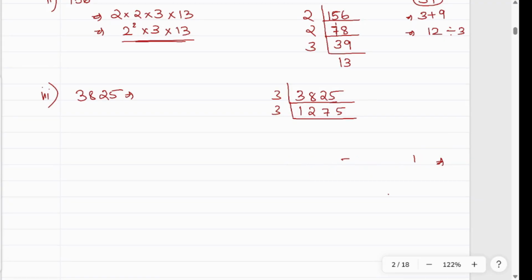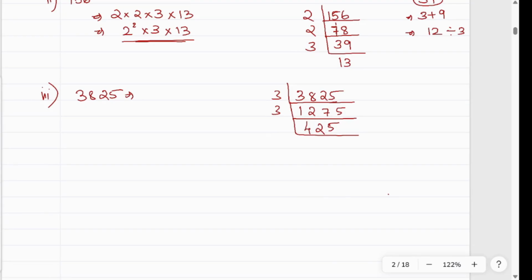Now we will get here 4 3s are 12. Then 3 2s are 6. Remainder 1, 15. 5 3s are 15. So we are getting 425. This is again divisible by, if you are checking here, 4 plus 2 is 6. 6 plus 5 is 11. It is not divisible by 3.